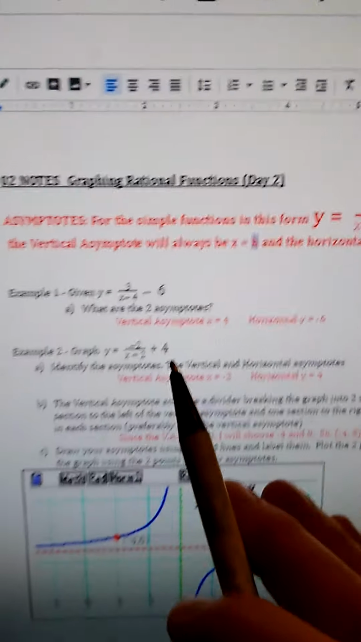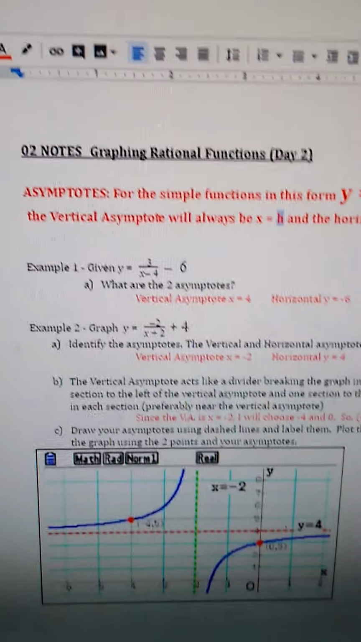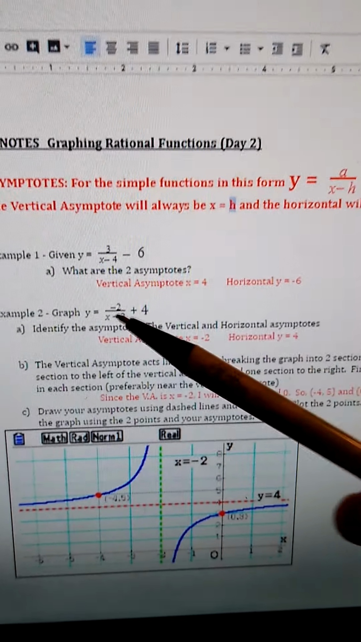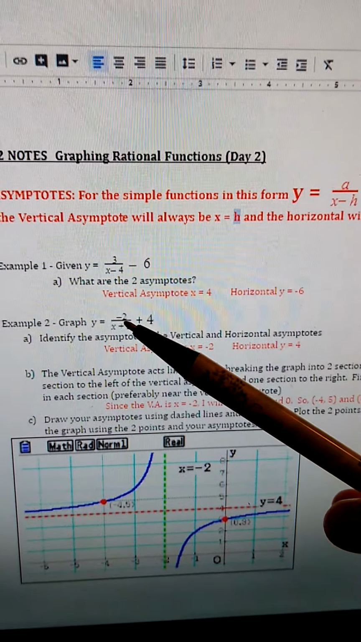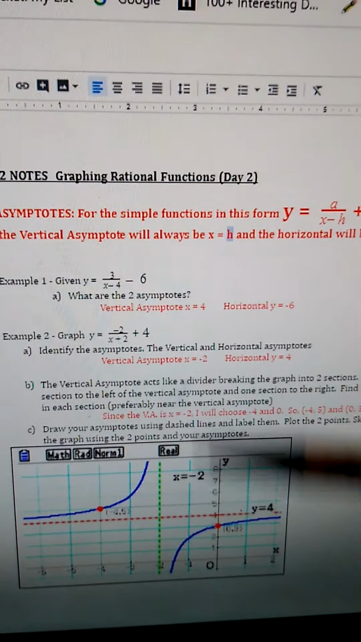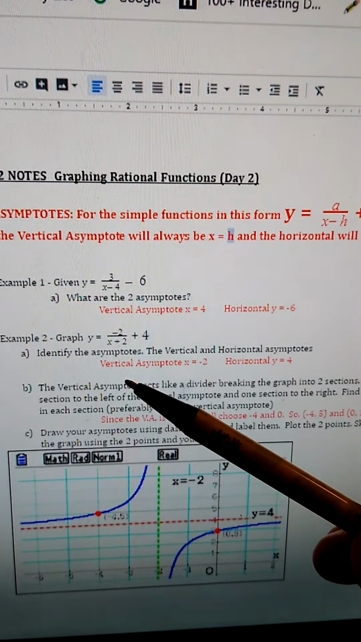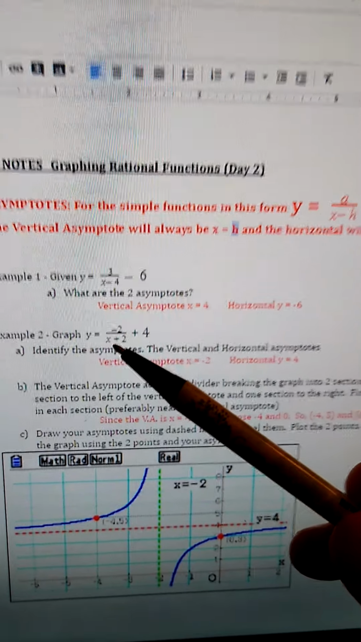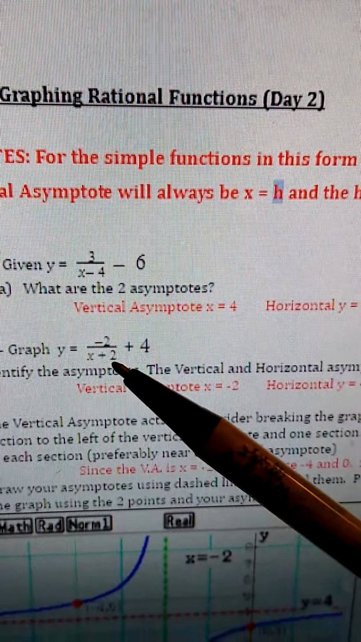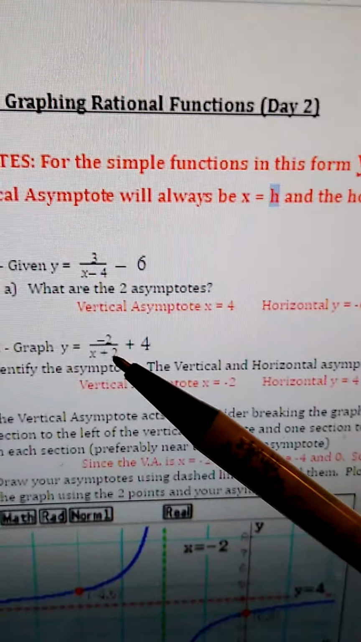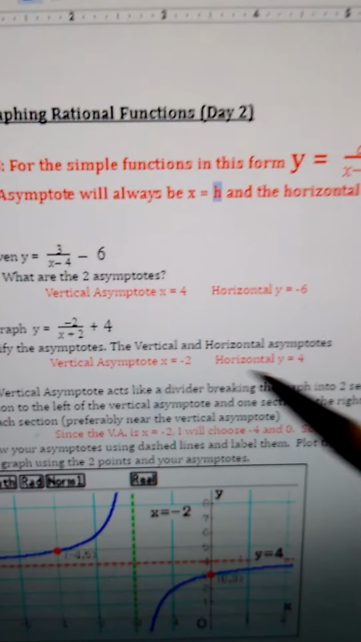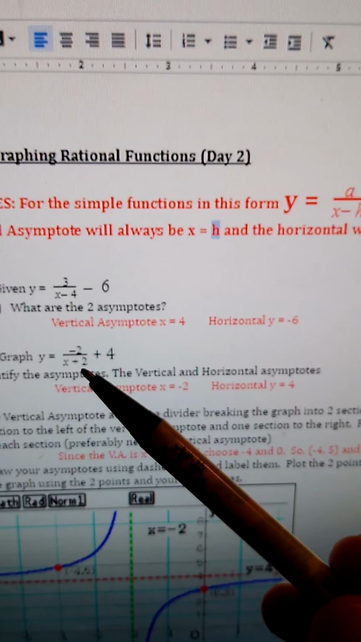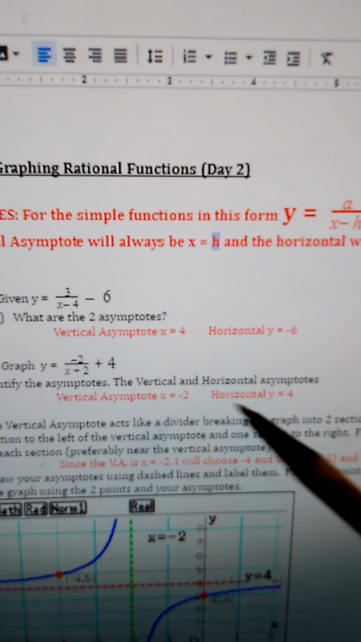Okay. Now, in this one, what I'm going to ask you to do in your homework is identify the asymptotes, identify a couple of points, and make a sketch. So when I look at this one, this is going to be negative, so it's going to be flipped upside down from what we would expect. Vertical asymptote is x equals negative 2. I have x plus 2 here, so that would mean h is actually negative 2. And the horizontal is plus 4, so y equals 4 is the horizontal. Again, x equals h, horizontal is y equals k.